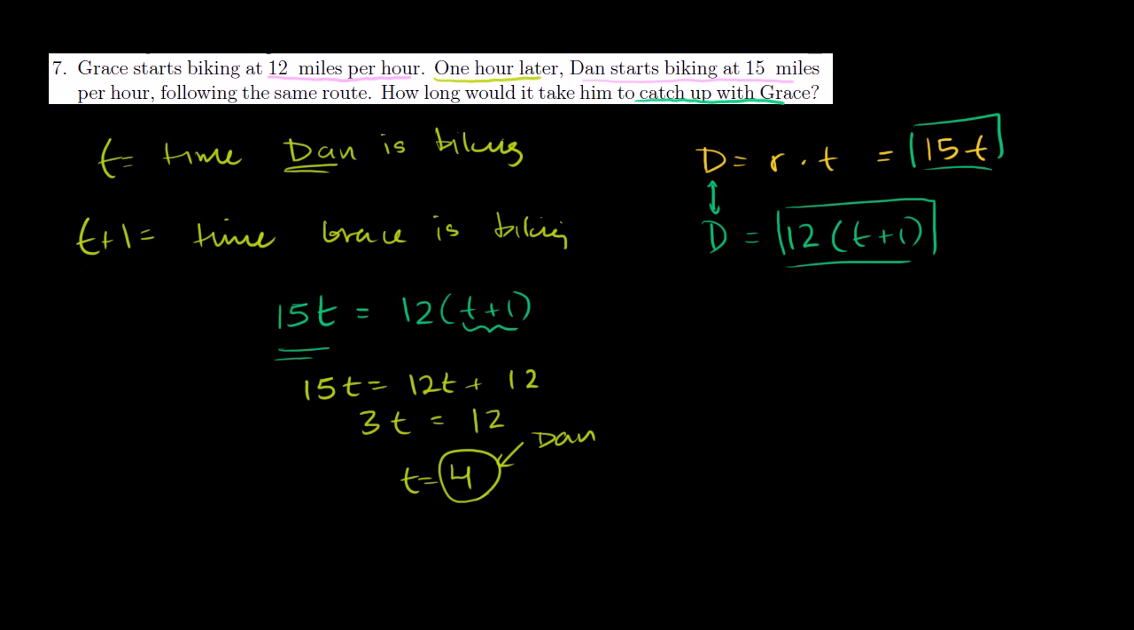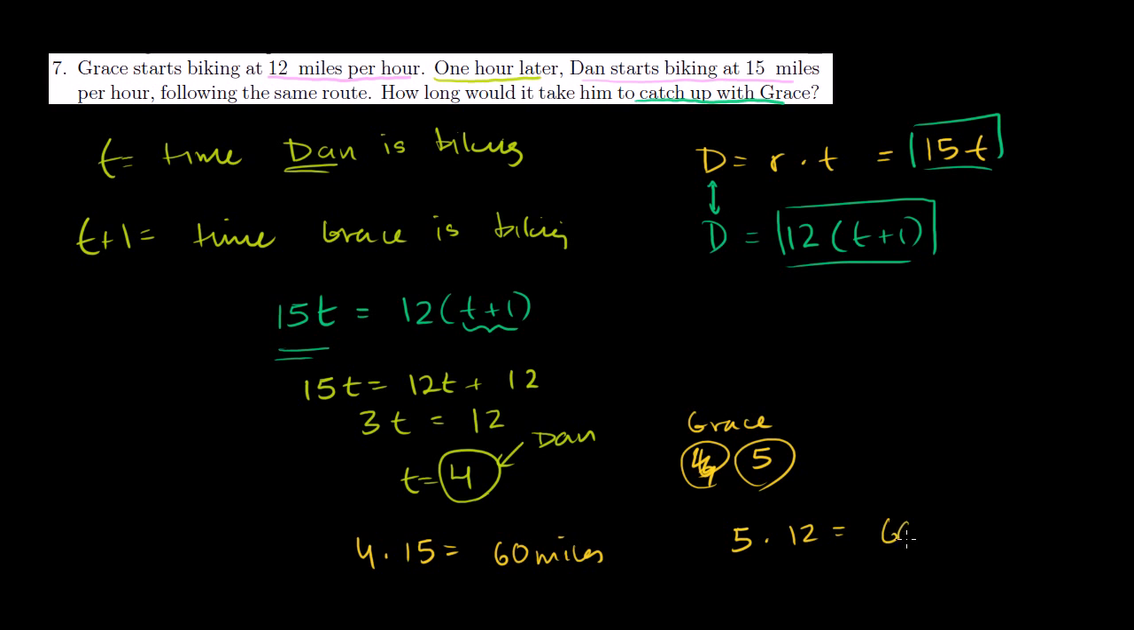And if Dan's ridden for 4 hours, Grace has been riding for, sorry, this isn't a 6. She goes 1 more hour than Dan. So it's 5. She's traveled for 5 hours. Dan, after 4 hours, 4 times 15, would have gone 60 miles. And Grace would have gone 5 hours at 12 miles an hour, and that, once again, is also 60 miles. So they meet at exactly the 60-mile mark.